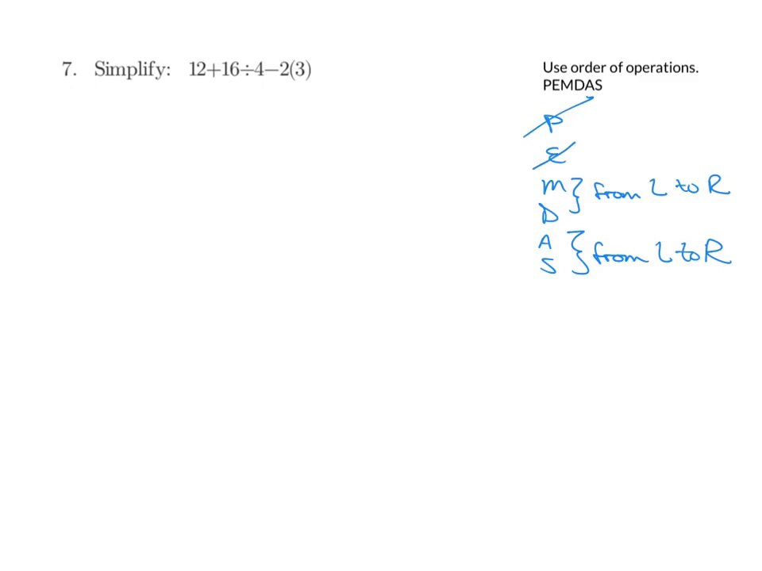So now we want to go ahead and do our multiplications and our divisions. So we have 16 divided by 4 is 4. And we have 2 times 3 is minus 6. So that takes care of our multiplications and our divisions. And now we want to go ahead and add and subtract from left to right. So 12 plus 4 is 16. Minus 6 gives me 10.